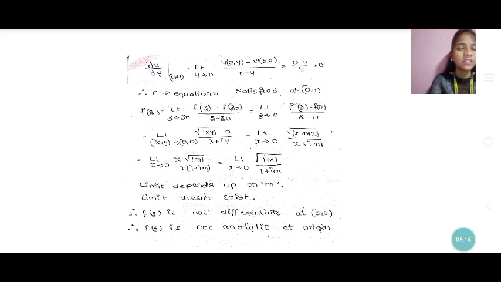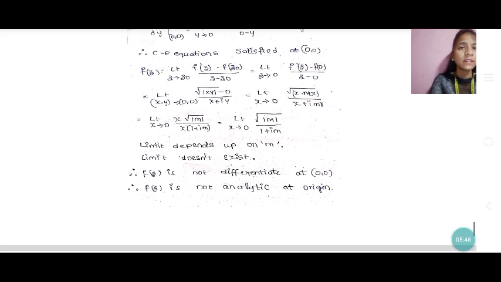Now f'(z0) is the limit as z tends to z0 of [f(z) − f(z0)]/(z − z0). As z tends to 0, we substitute z0 equal to 0. The limit as (x,y) tends to (0,0) of [√|xy| − 0]/(x + iy), because z is equal to x + iy. That's why we substitute the z value in that equation.